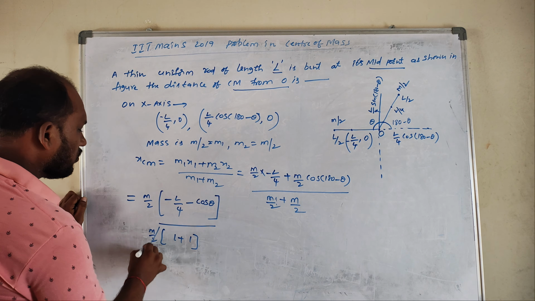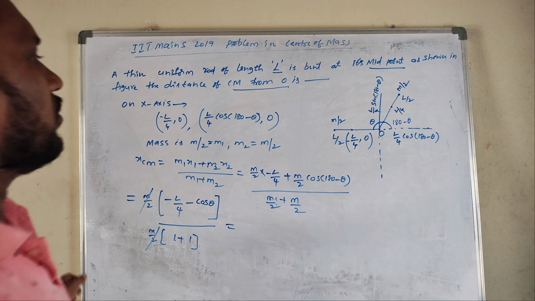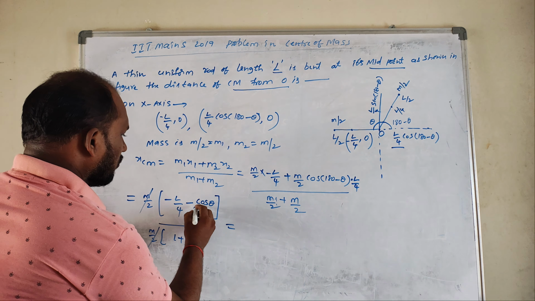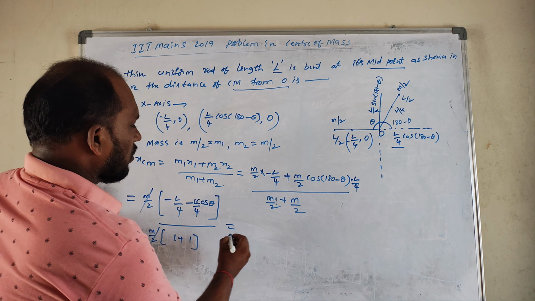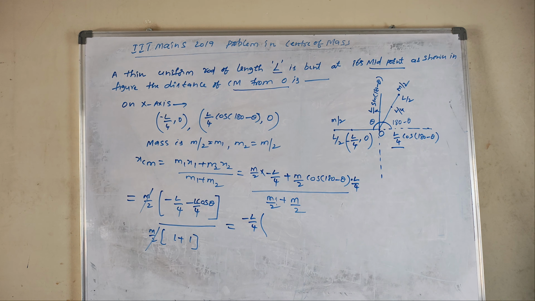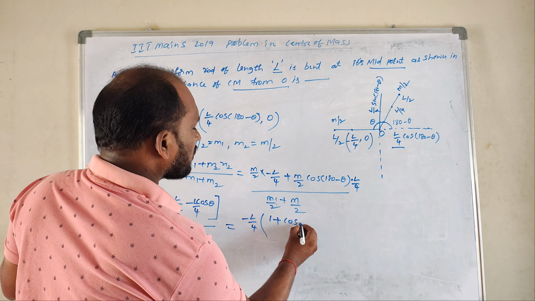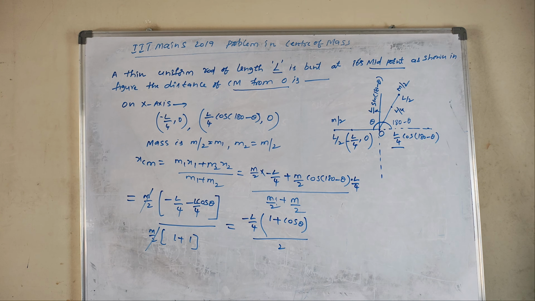So finally the result is minus L by 4 minus cos theta. L by 4 is there in both terms. Taking L by 4 common, the minus is common out, and what remains is 1 plus cos theta, by 2. So x_cm is minus L by 4 times (1 plus cos theta) by 2.